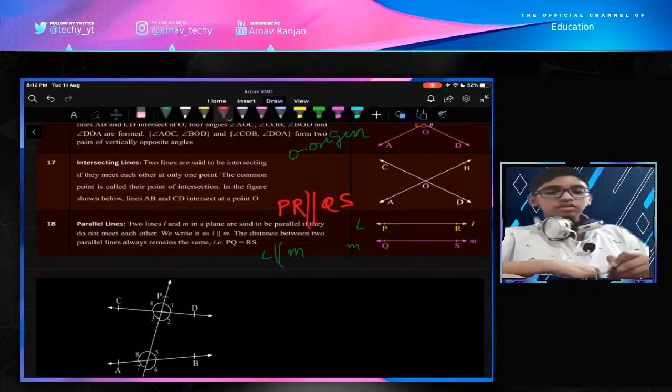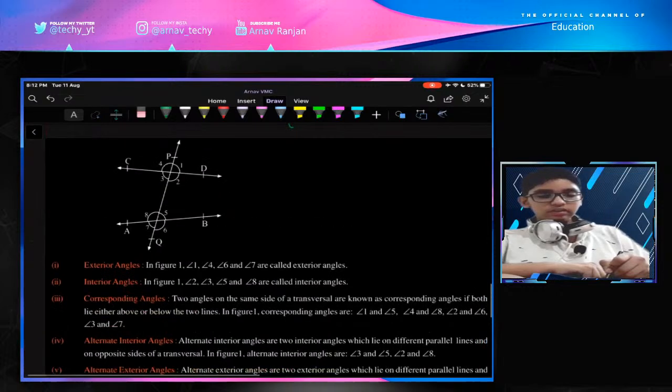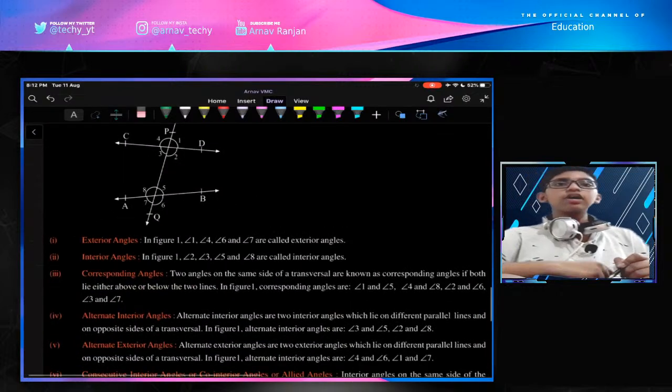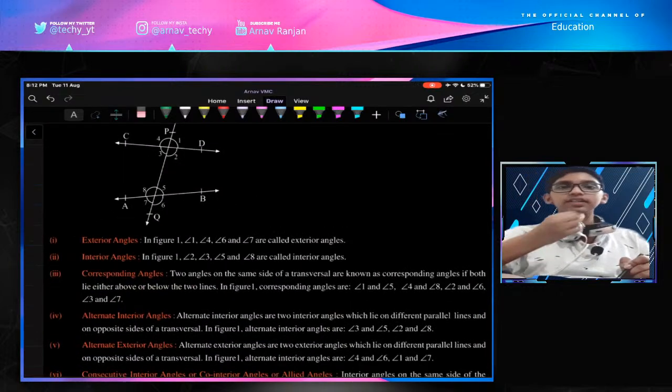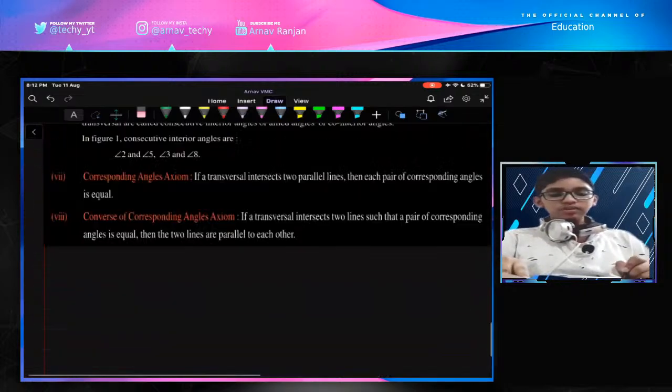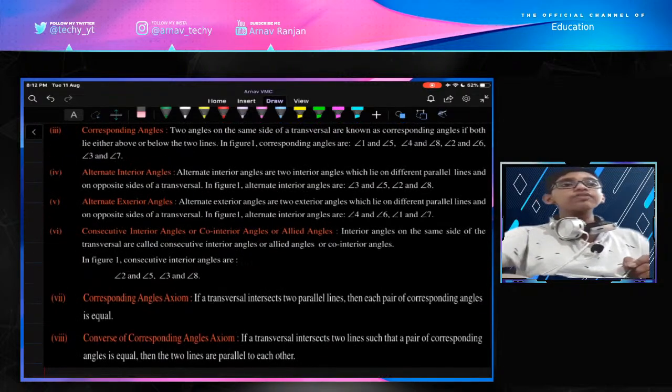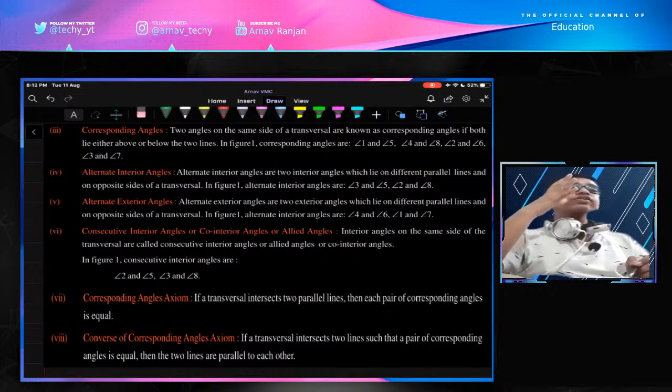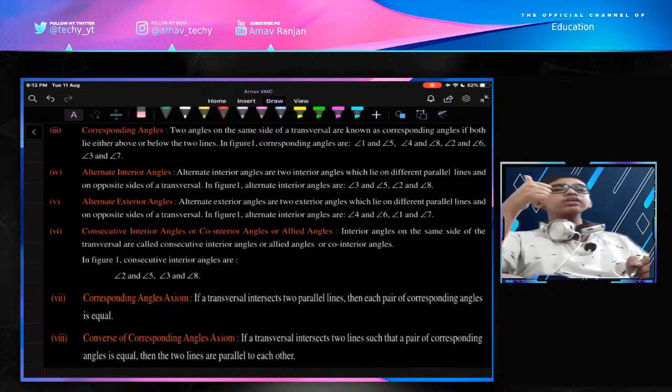Next are the complementary angles, exterior angles, etc. Please remember, it will be in the PDF or the image file which I will give you in the description box tomorrow morning.